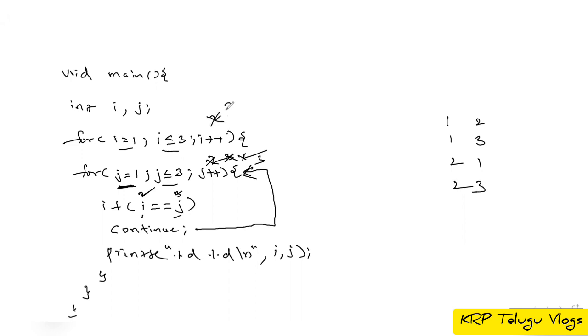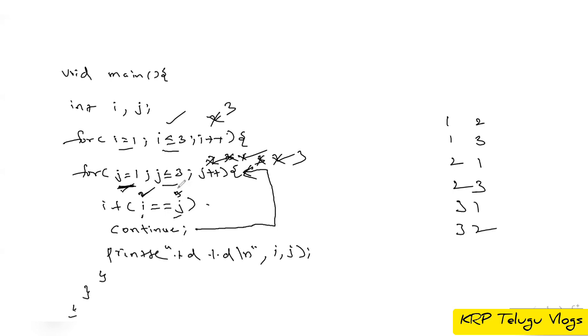So next i value will be incremented to 3. 3 less than or equal to 3 is true. So it will go here. j starts from 1. So i value is 3, j value is 1. Both are not equal, so it will print 3 1. Now j value will be incremented to 2. So i is 3, j is 2. Both are not equal. It will print 3 2.